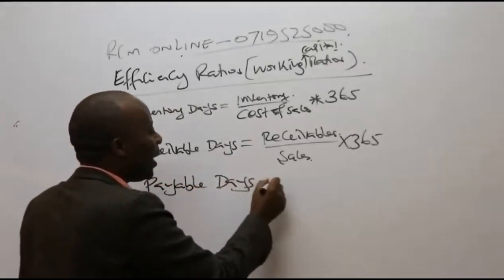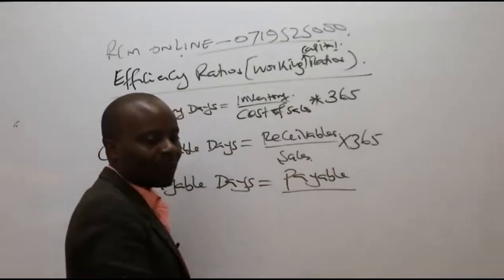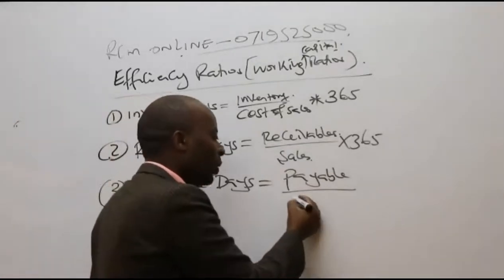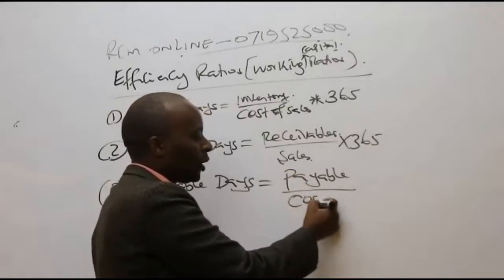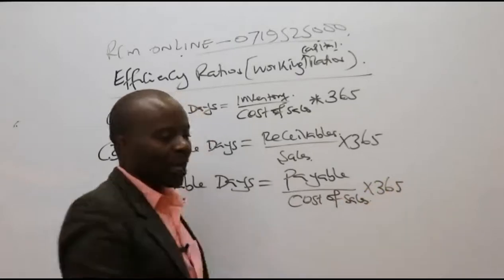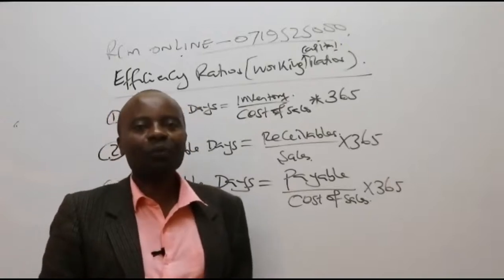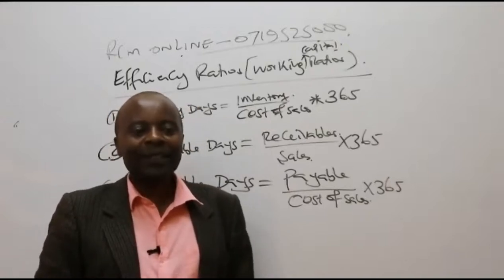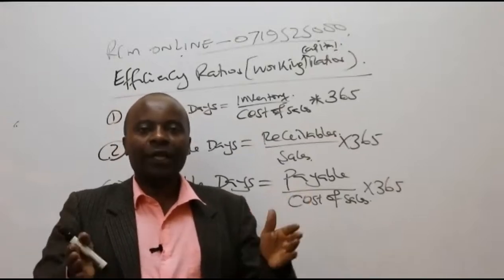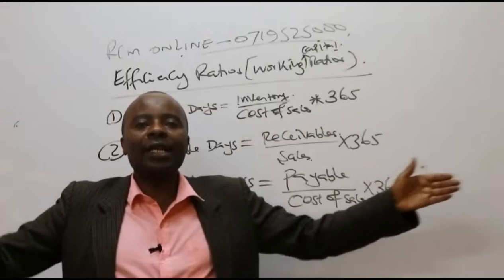Then now we have number three, payable days. So for payable days, you will take the payable. Of course, payable has got everything to do with purchases. But if you look at the formula, normally, purchases is found under cost of sales. So we prefer using what here? Cost of sales, again, times 365. Ladies and gentlemen, now look at this scenario: for payables, we can only say that you are really improving your working capital management if the days you take to pay your creditors are increasing.